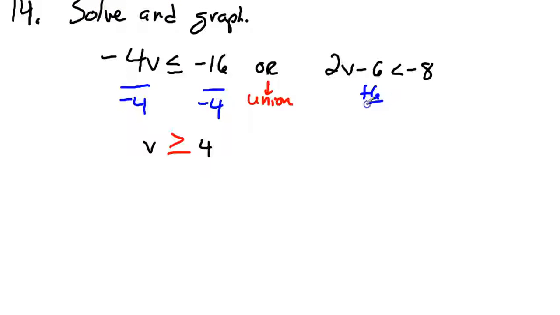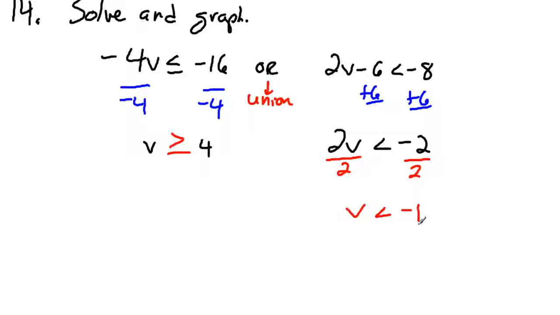Okay, for this one, we're going to add 6. We've got 2v is less than negative 2. Now, in this case, when you divide this side, you're dividing by a positive 2. So even though that number is negative, that doesn't flip it because you divided by a positive 2. So you don't have to flip that sign. So we've got v is greater than or equal to 4, or v is less than negative 1.